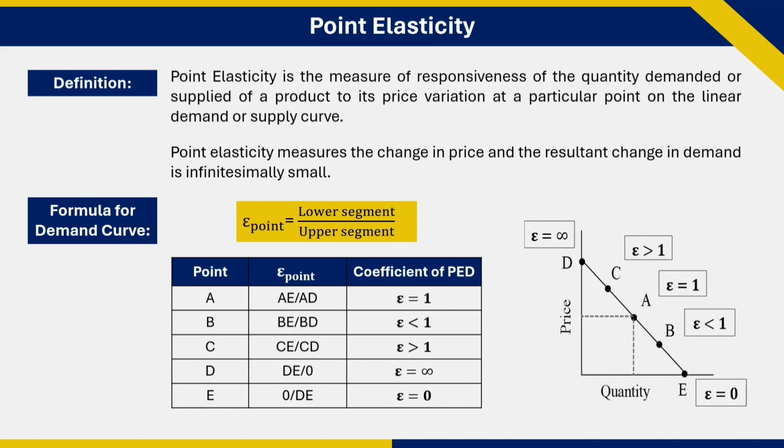At point B, the lower segment BE is less than the upper segment BD. So, the coefficient of demand curve will be less than 1. Similarly, at point C, the lower segment CE is greater than the upper segment CD. Hence, the coefficient of demand curve will be greater than 1. Thus, at two marginal points D and E, the coefficient of demand curve is infinity and 0 respectively. Remember, at any point between A and D, the demand will be elastic. Between A and E, it will be inelastic. And at the midpoint, the demand is unit elastic.